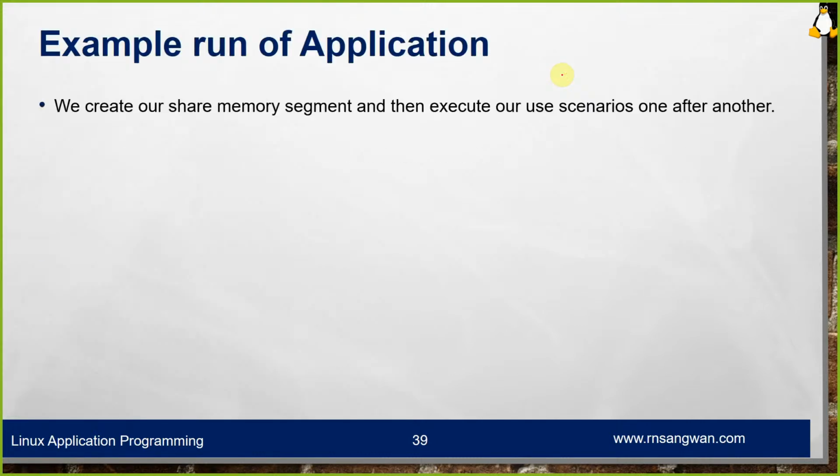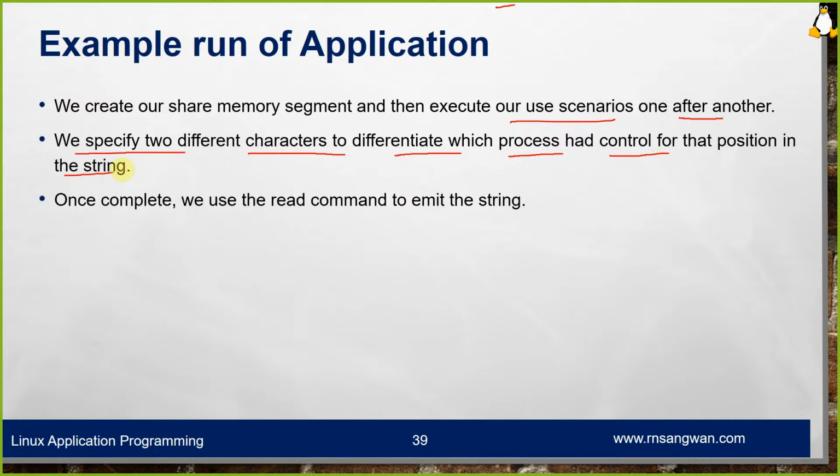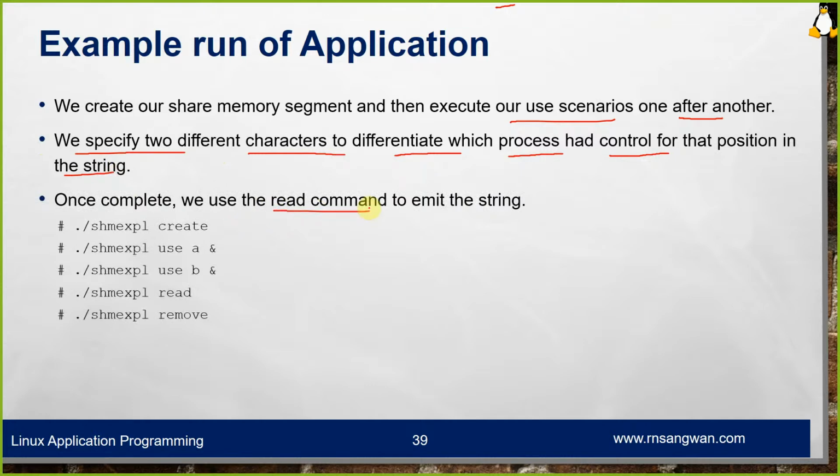So when we run this example, we create our shared memory segment and then execute our scenario one after another. We specify two different characters to differentiate which process had control for that position in the string. Once complete, we use the read command to emit the string. So we are creating it, using A, using B, then reading it, and then removing it.